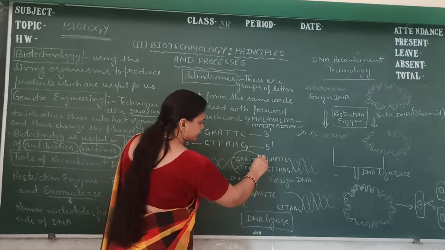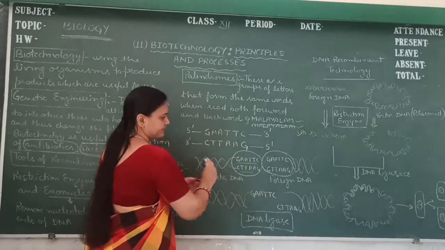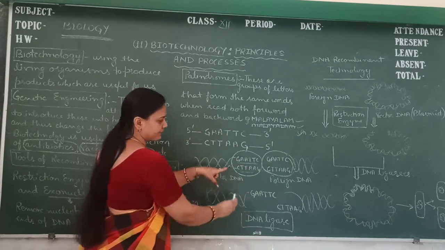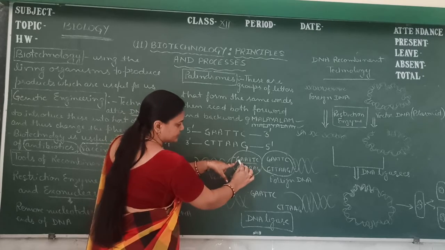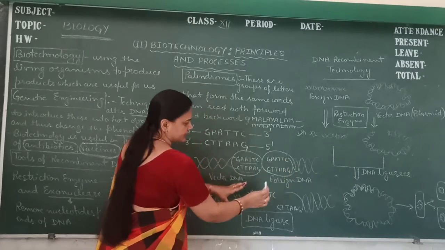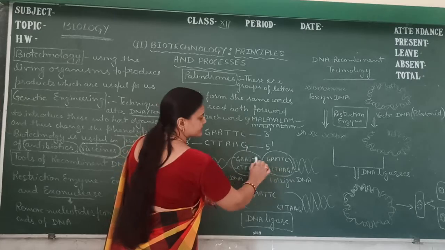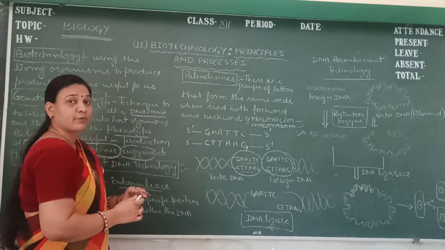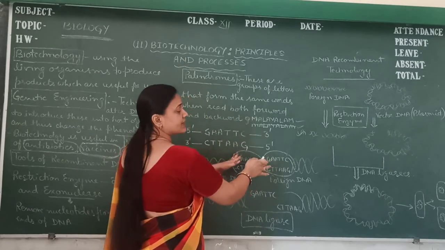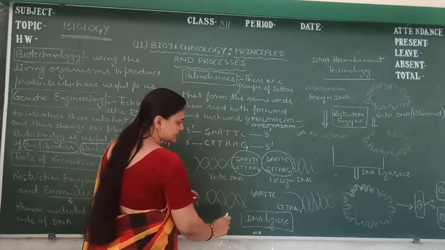First we isolate the sequence. What sequence? Palindromic sequence. Both the sequences are the same. You have seen GAATTC. Here also GAATTC. So in both the DNAs, vector DNA and foreign DNA, both the sequences are the same. So these are known as palindromic sequences. So from the place where palindromic sequences are present, that restriction enzyme will work and cut the sequences.